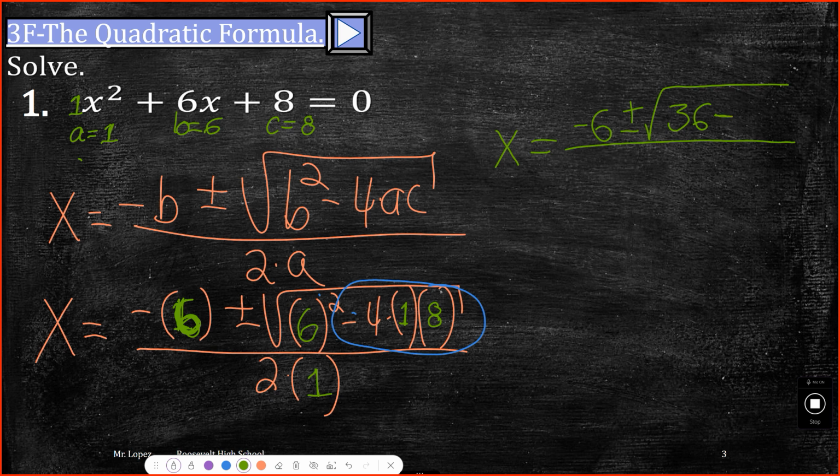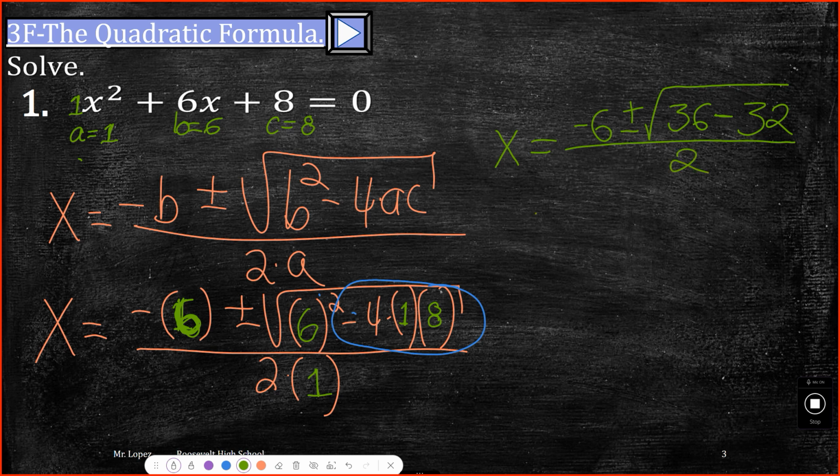We already dealt with the negatives and positives. Just multiply the numbers now. 4 times 1 times 8. What's 4 times 1 times 8? 32. And 2 times 1 is 2.